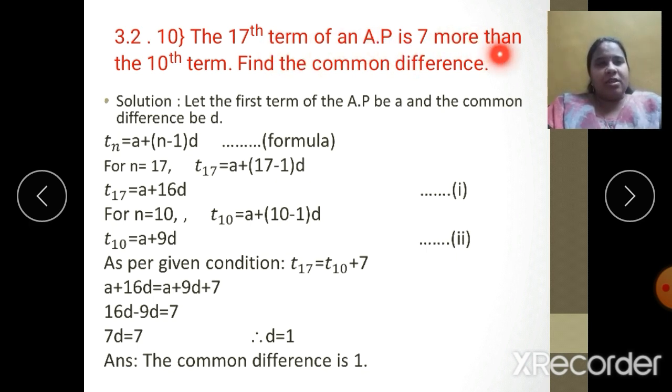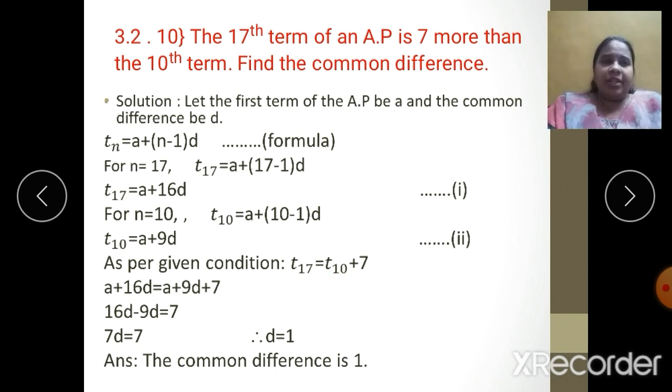More means plus. Then 10th term: look at this, the 17th term is 7 more, so plus 7. Plus 7 to where? To the 10th term, that is T10. So what is given to us is that T17 is equal to T10 plus 7. Then how to start this sum?